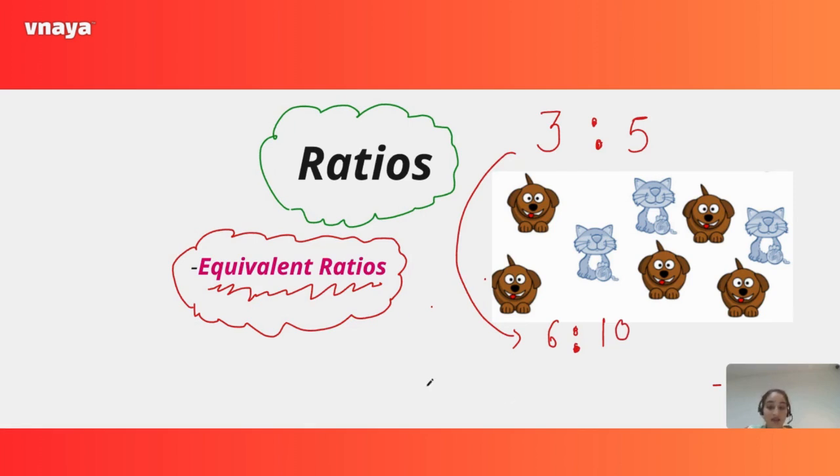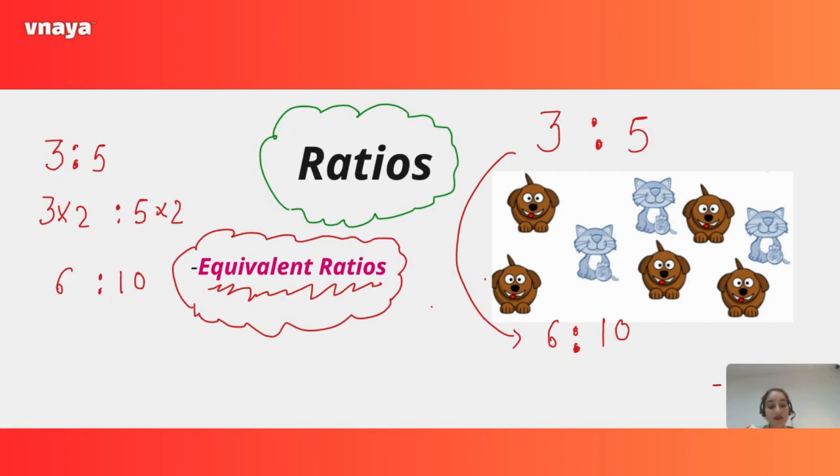This thing is same as if I multiply my ratio, that is 3 ratio 5, with the 2. So if I multiply both the terms of the ratio with the same number, like I'm doing here, 3 times 2 and 5 times 2, I will get 6 ratio 10.